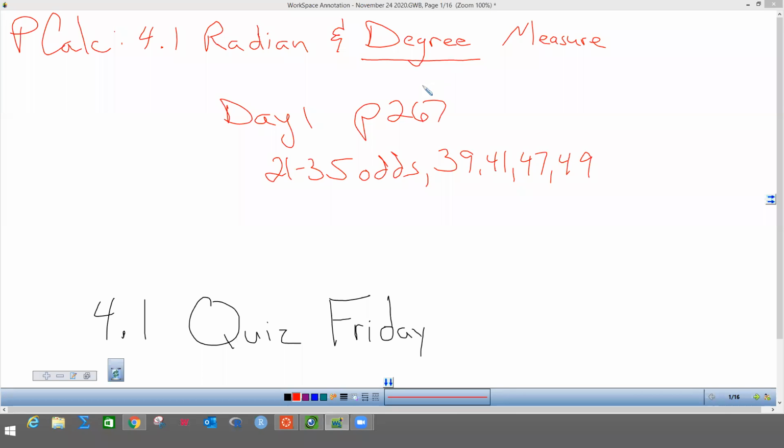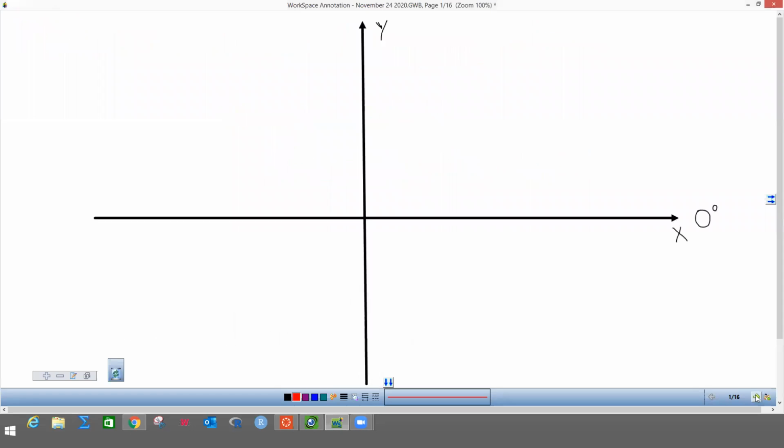So today we're going to be dealing with degrees, and tomorrow we're going to be dealing with radian measure, and you have these problems to do, page 267, 21 to 35 odds, 39, 41, 47, 49. We're going to go through some of those today, but make sure today we're dealing mainly with degrees. Tomorrow will be mainly with radians, but they're both going to be used for the rest of the year. So please make sure you ask any questions. And again, Friday, we're having a 4.1 quiz where you'll take that online.